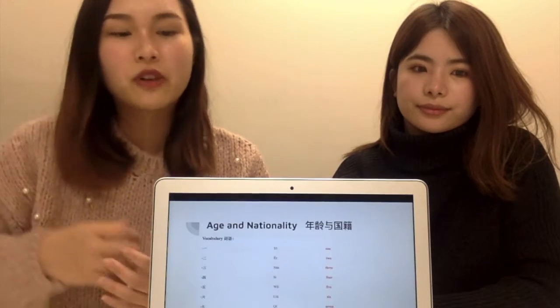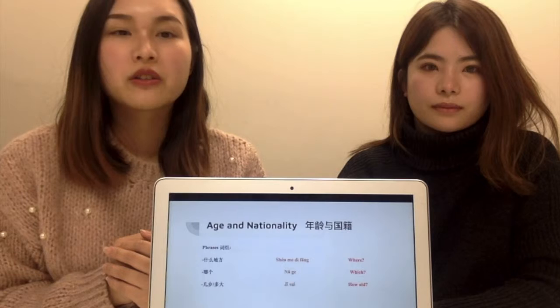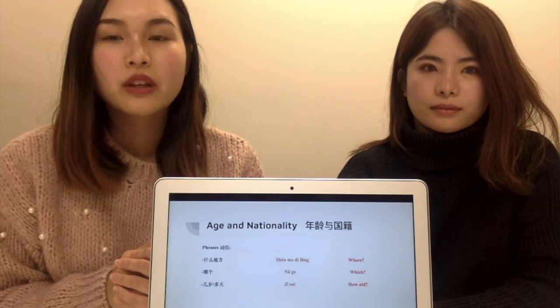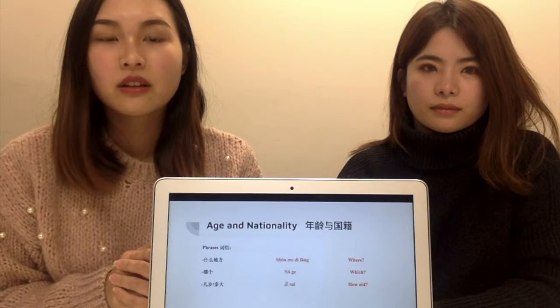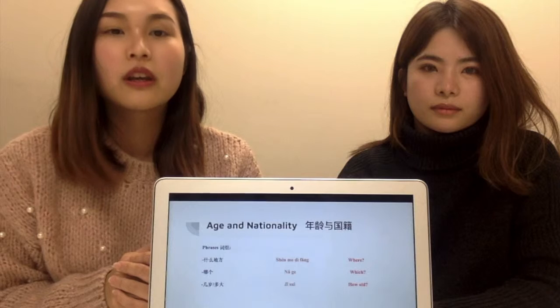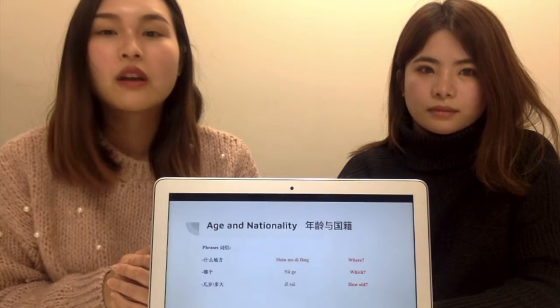Now let's move to the phrases. Here are 3 phrases I want to teach you today. The first one is 什么地方, in English is where. 哪个, which. 几岁? 多大? How old? I want to focus on the phrase how old?